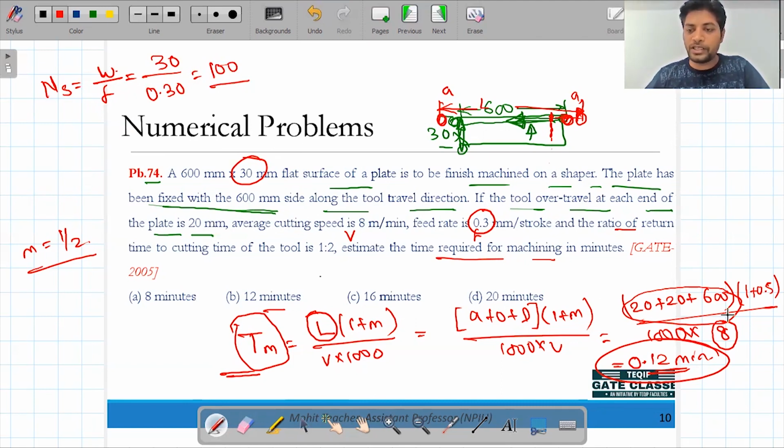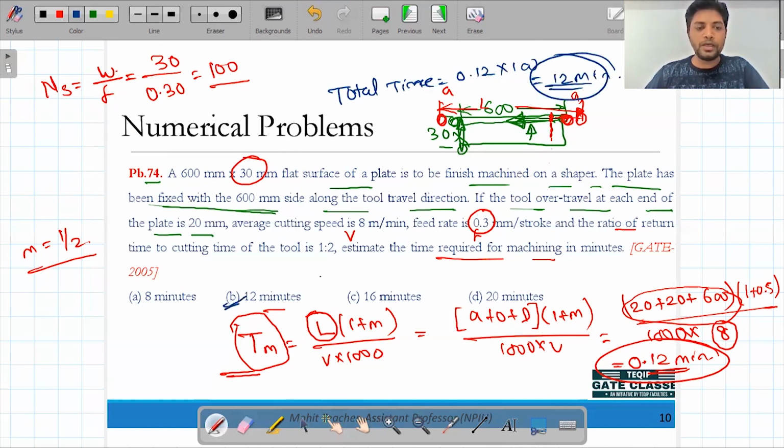Now just multiply this one with this. So total time or total machining time will be equals to Tm, that is 0.12 into how much, that is 100. So this will be equals to 12 minutes. ठीक है, so option will be B.